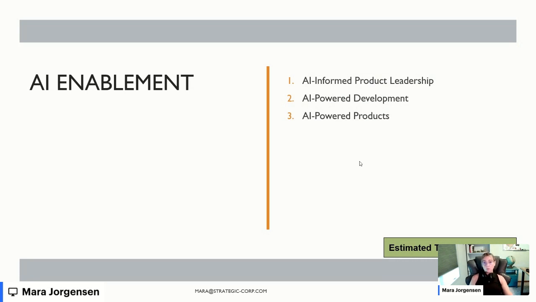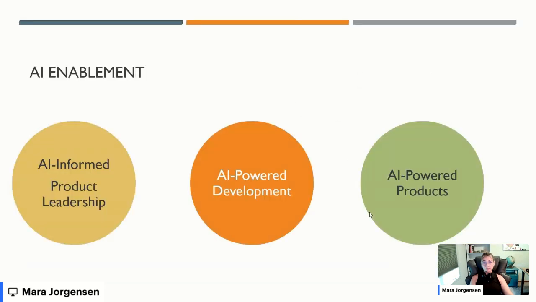That last one is why .ai domains have become so popular and where AI really gets its name and its luster. But the first 2 are very important in leading an organization to be AI enabled. So we're going to be utilizing all 3 of these tenets as we develop our own application this month. So let's start out. We have AI-informed product leadership, AI-powered development, and AI-powered products.